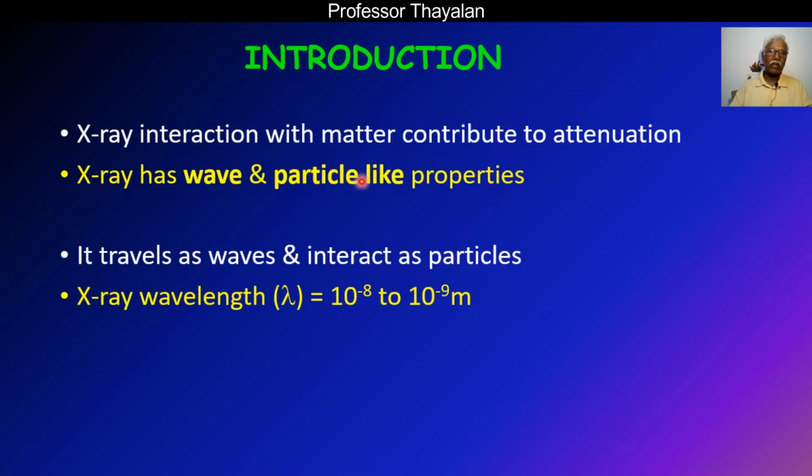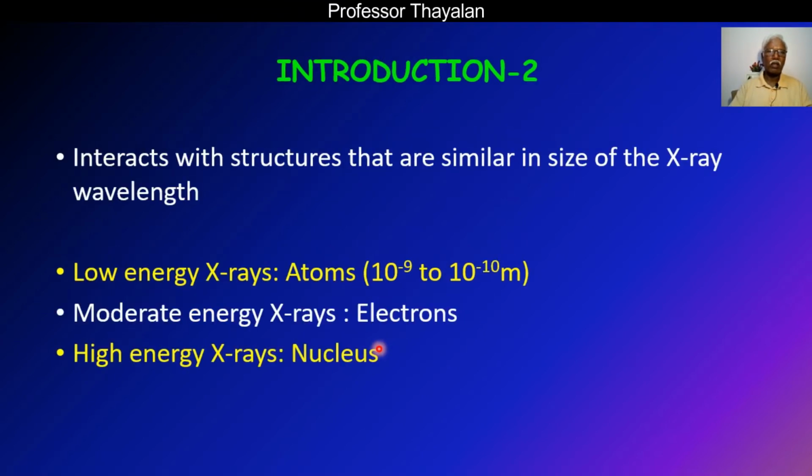We know that X-rays have wave as well as particle-like properties. While traveling, X-rays travel as waves. While interacting, they behave like particles. We all know that X-ray wavelength is in the order of nanometer. For example, it is around 10 power minus 8 to 10 power minus 9 meter. So X and gamma rays interact with structures that are similar in size to the X-ray wavelength.